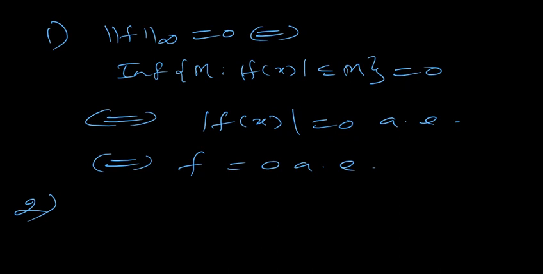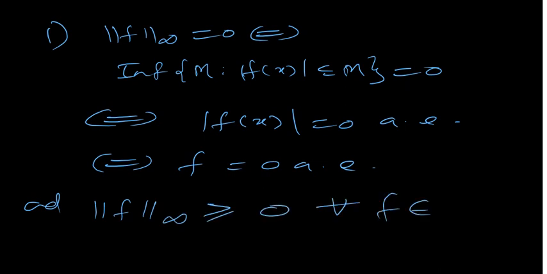So that's not important actually, that I have already explained. So f equal to 0 almost everywhere. Now the next property is that the norm is always a non-negative number, for all f belonging to L infinity mu. यह non-negative है, because it is the infimum of non-negative numbers. M is a non-negative number.